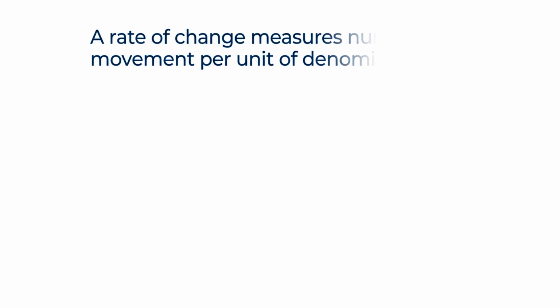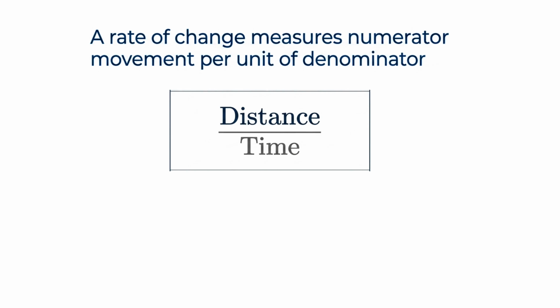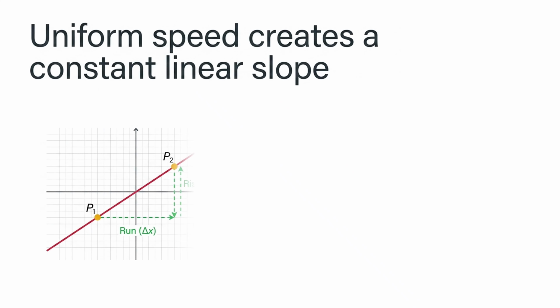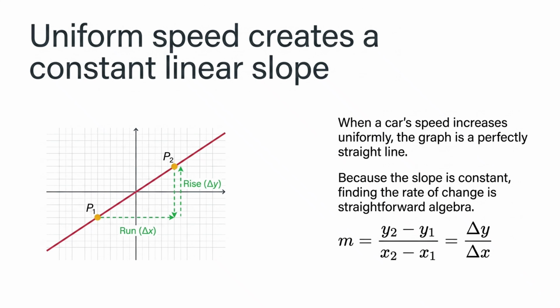A rate of change measures numerator movement per unit of denominator. Think of it this way: move one step forward along the input or x-axis. How much does the output y value change? That change is called the rate of change. If your car accelerates at a perfectly constant rate, the graph is a straight line. In this ideal world, finding the slope is simple. High school algebra is all we need.